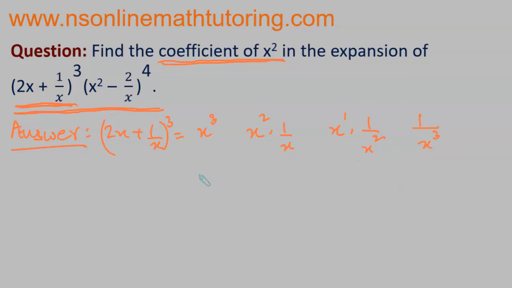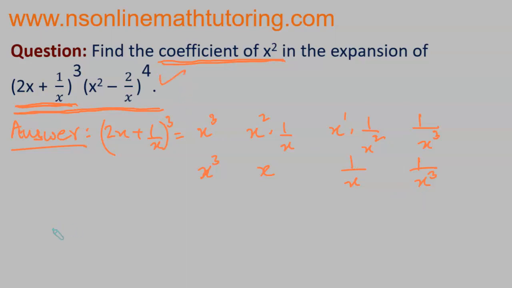There are 4 terms. So, we simplify them. The first term is x to the power of 3. Second term is x. Third term is 1 over x. And fourth term is 1 over x to the power of 3.